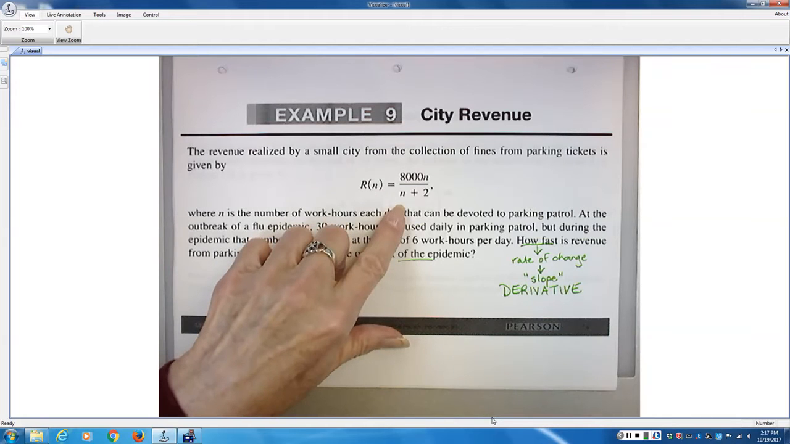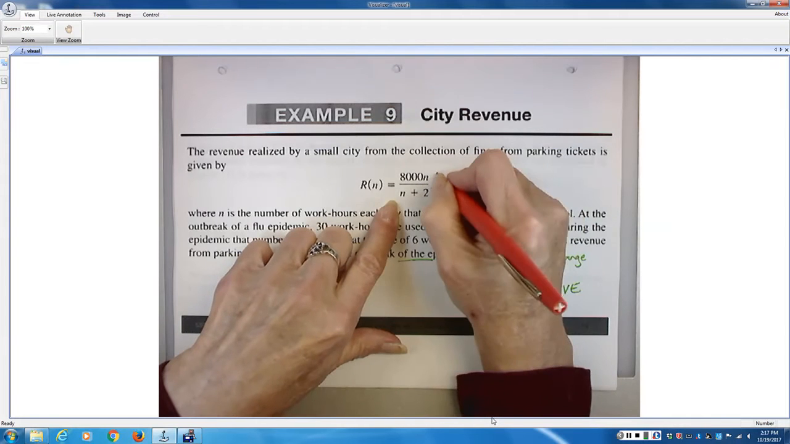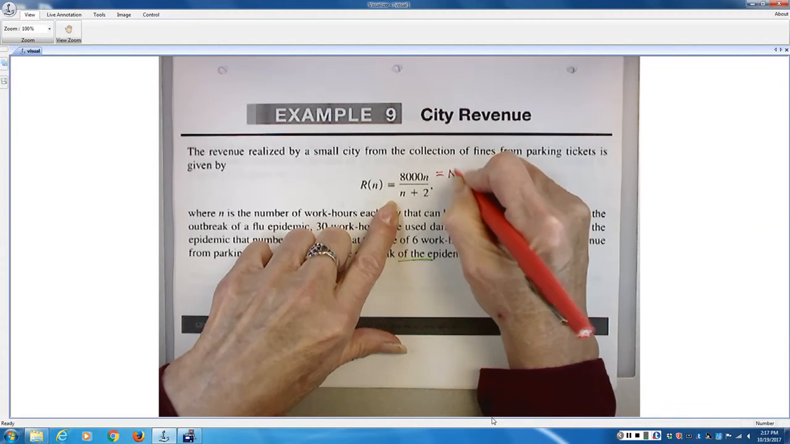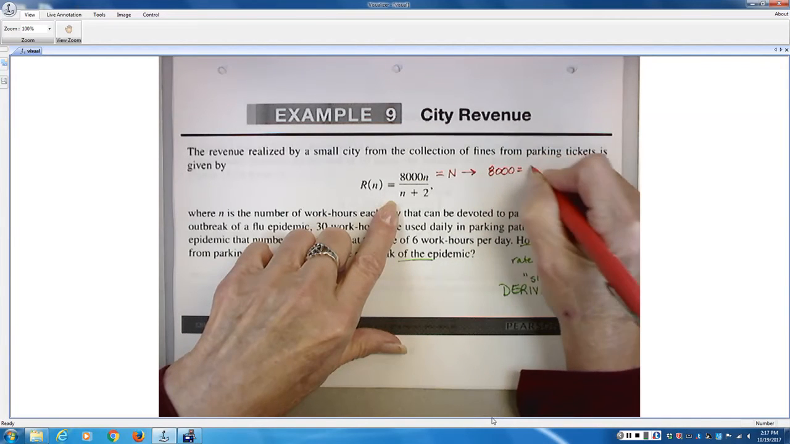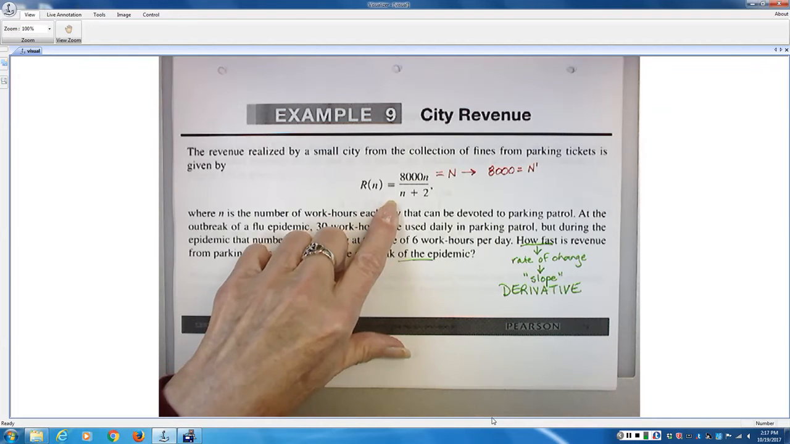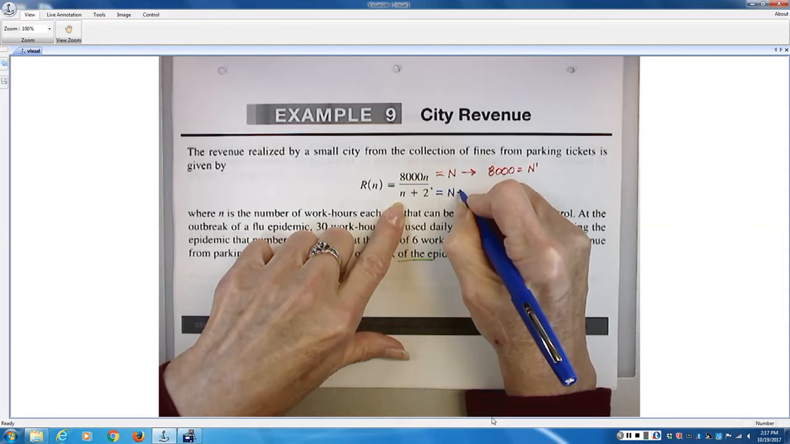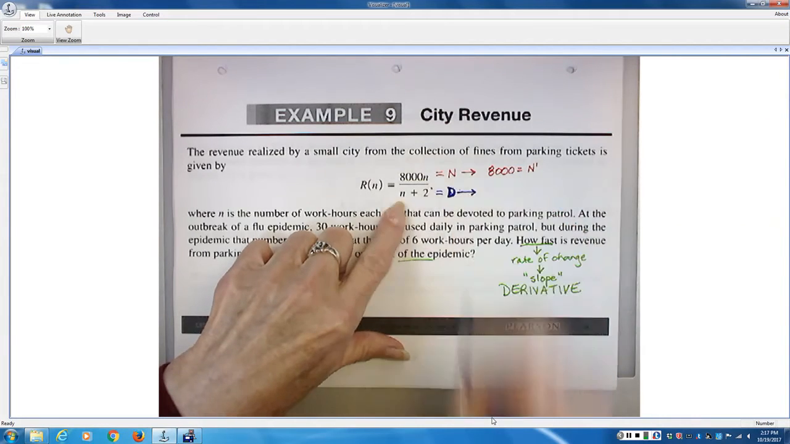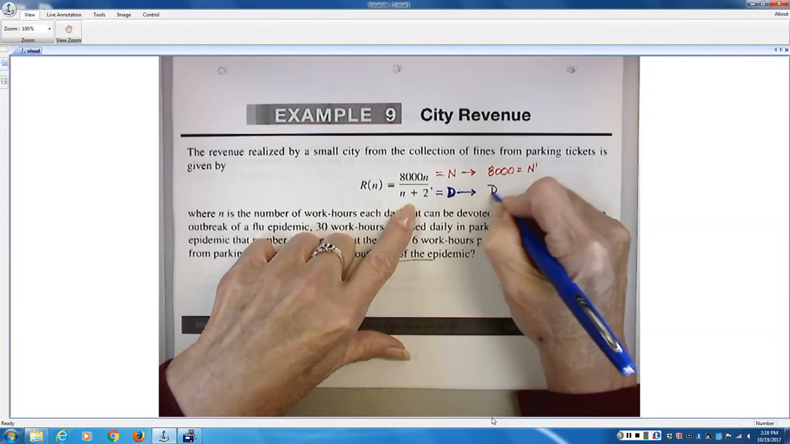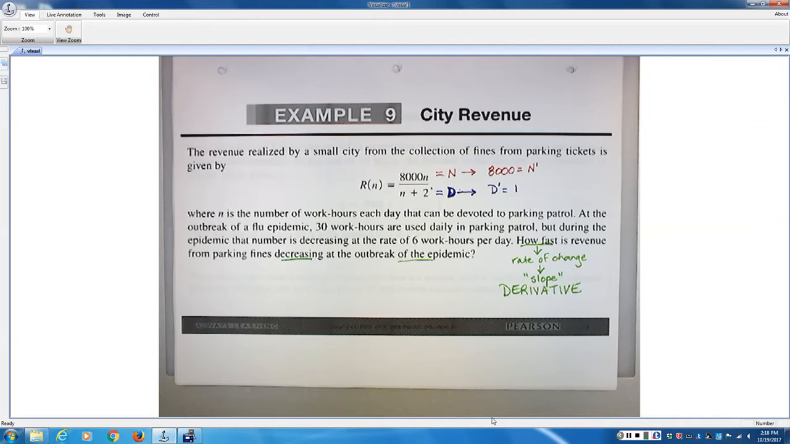So our derivative is going to be, what kind of rule do we need? Quotient. We need a quotient rule. So that means we're going to take the derivative of the numerator, because we know the numerator is 8,000n, and its derivative is 8,000. And we know the denominator is n plus 2. And that denominator has a derivative, thank goodness, of just 1. So it looks like maybe this derivative is not going to be too bad.